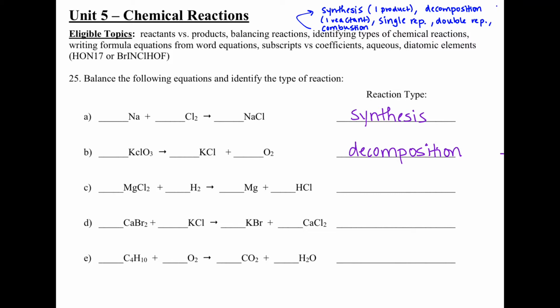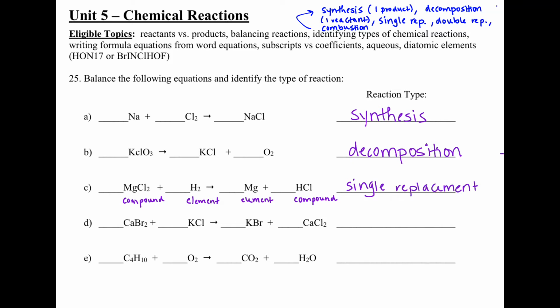So again, the giveaway for a single replacement reaction is that we have an element and a compound on both sides of the reaction. So there's the one side, and here's the other. Okay, and again, a compound would need at least 2 elements together. So that's going to make C a single replacement reaction.